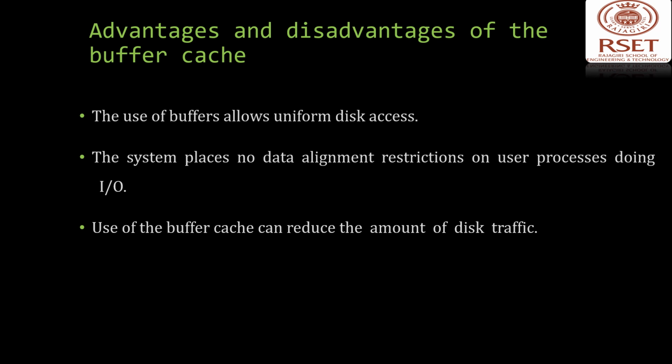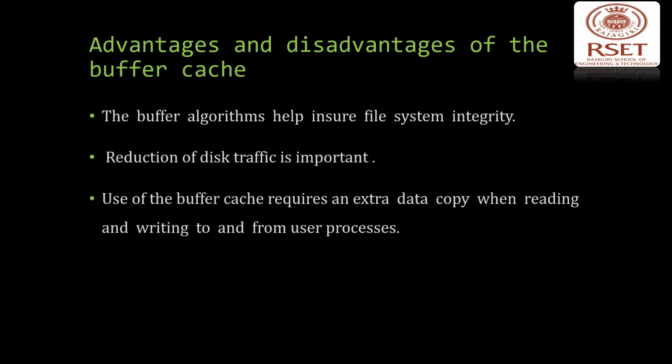The last topic for the session is the advantages and disadvantages of the buffer cache. The use of buffers allows uniform disk access because the kernel does not need to know the reason for the input-output operation. And the system places no data alignment restrictions on user processes doing input-output because the kernel aligns data internally. Use of the buffer cache can reduce the amount of disk traffic, thereby increasing overall system throughput, and it decreases the response time.